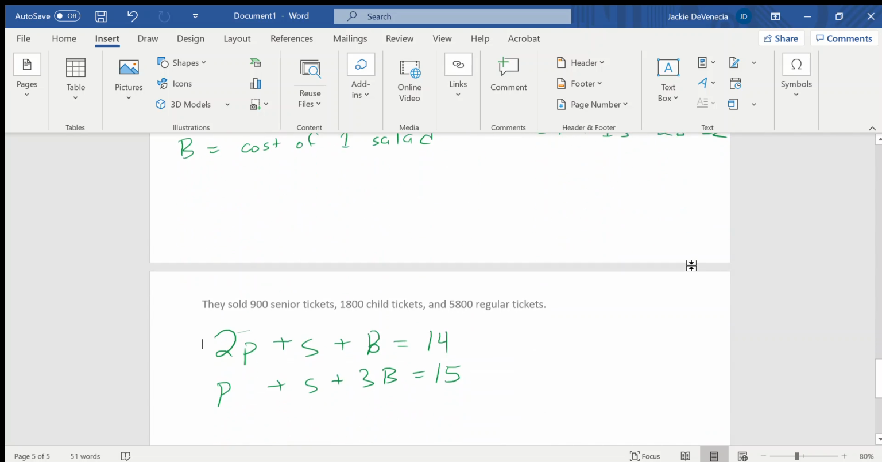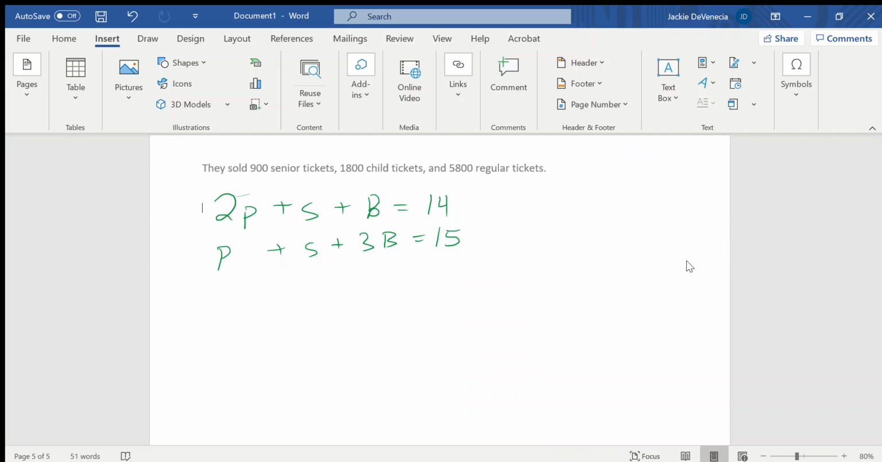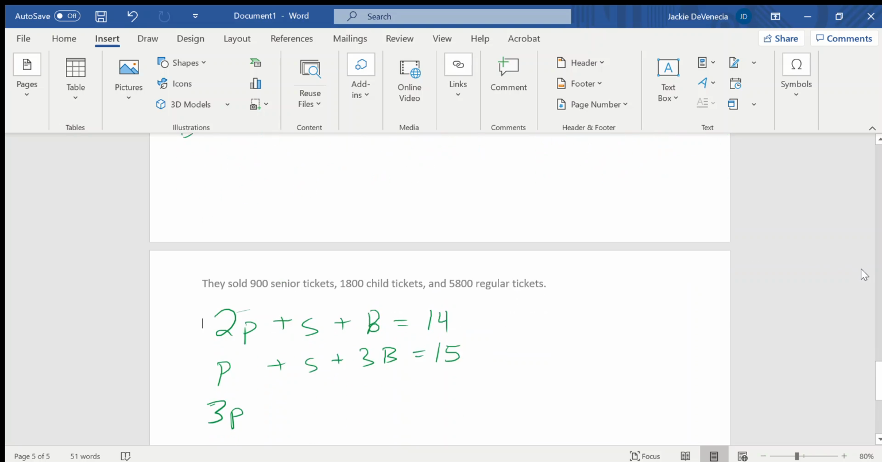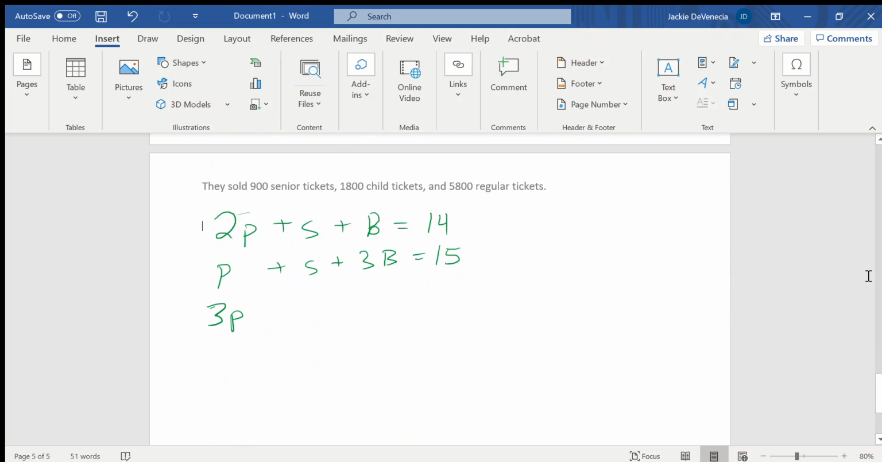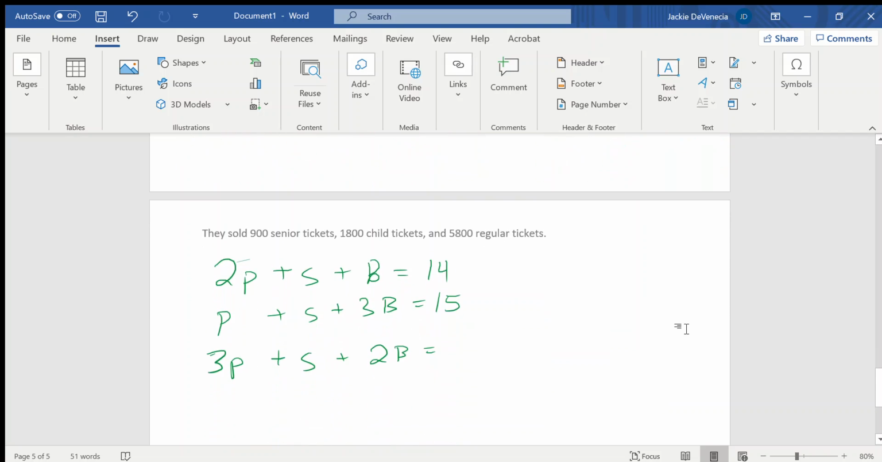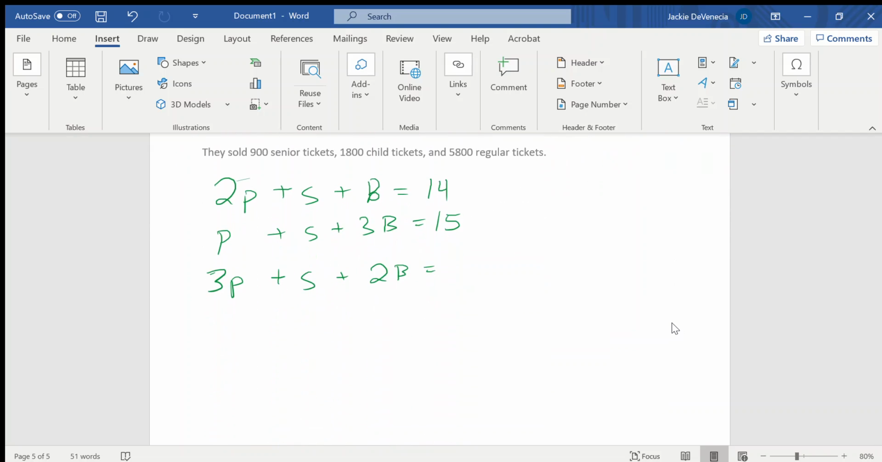And then here we have 3p plus 1s plus 2b is equal to 22. Okay, so we have these 3 equations.